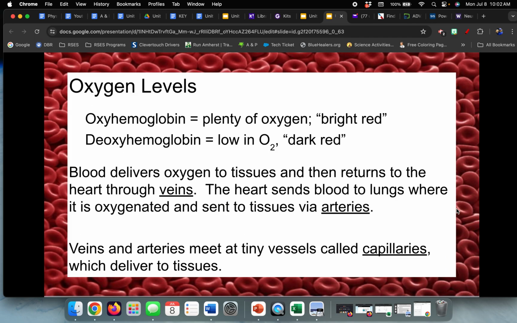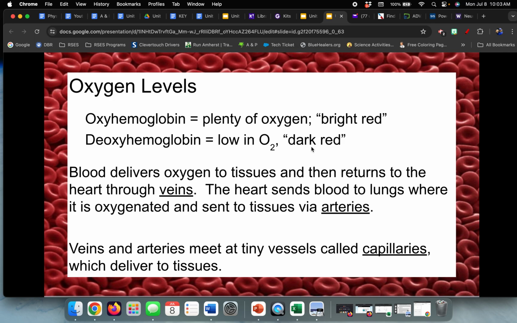All right, we said it's really important that one of blood's main functions is to carry oxygen throughout the body. And we call oxyhemoglobin the blood that's carrying lots of oxygen, and it appears bright red. Deoxyhemoglobin is low in oxygen, so maybe it's already been given to the muscles and it's going back to the heart to get more. That appears dark red. So what happens is blood delivers oxygen to the tissues and then returns to the heart through veins. We'll talk more about this in another set of notes.